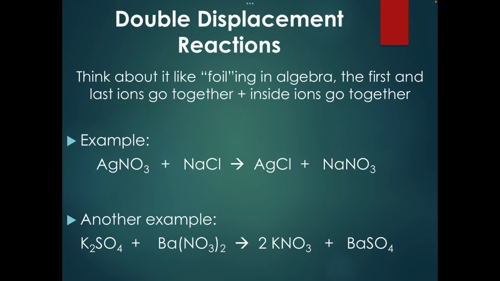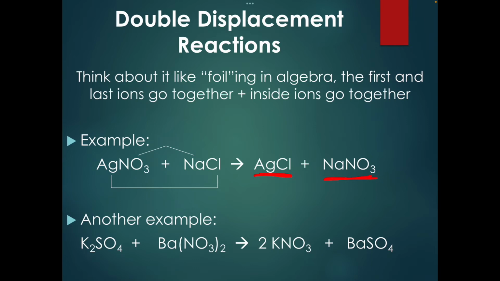We will recognize this as a double displacement reaction because it's two compounds. When we have two compounds, you'll see double displacement, and two of our elements are going to switch places. So here, the silver will bond to the chlorine to give us silver chloride. Again, the first and last will bond together, and then the two middle ones bond together, so sodium and nitrate, and that will make sodium nitrate.